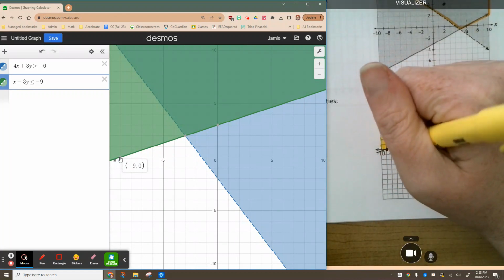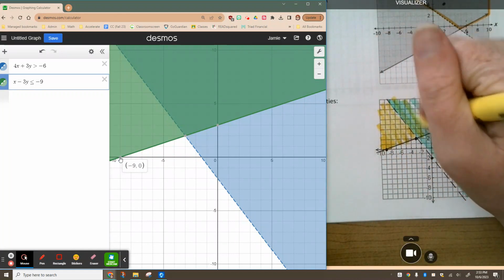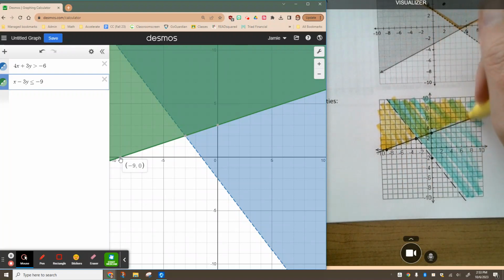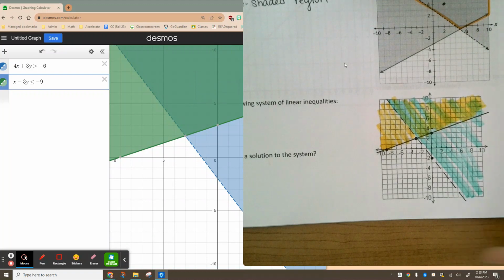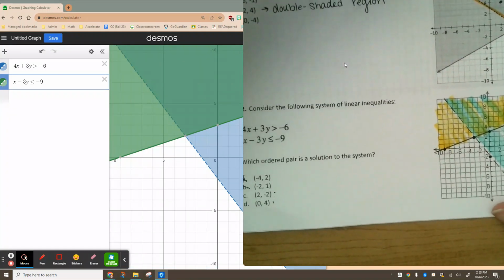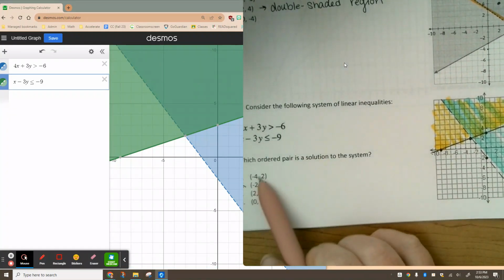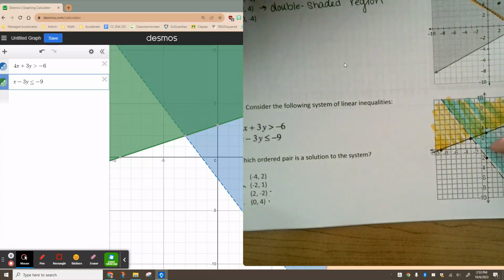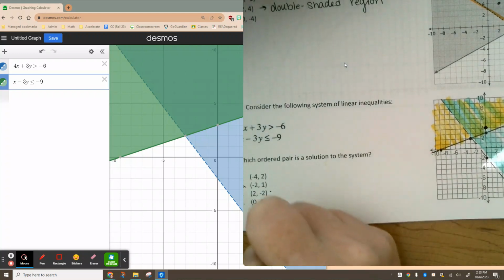Okay, so since I've got a blue and a yellow, anything that's in green would be a solution, figuratively. So anything in this area would be a solution. So let's see, we already eliminated these two. 2, negative 2 is down here. 0, 4 is up here. So 0, 4 should be our solution.